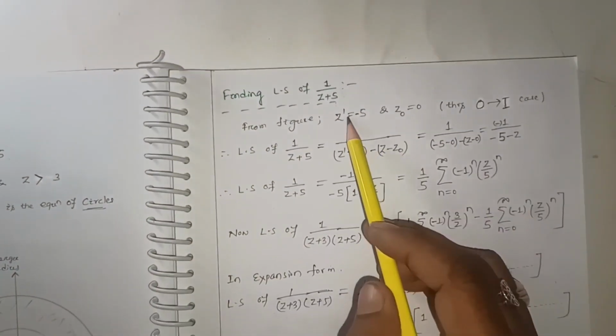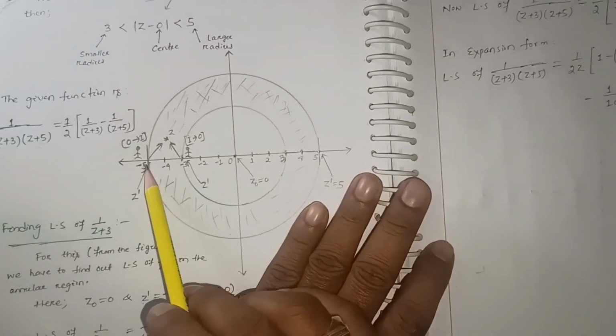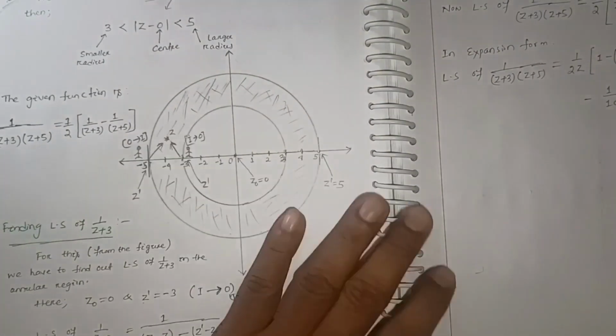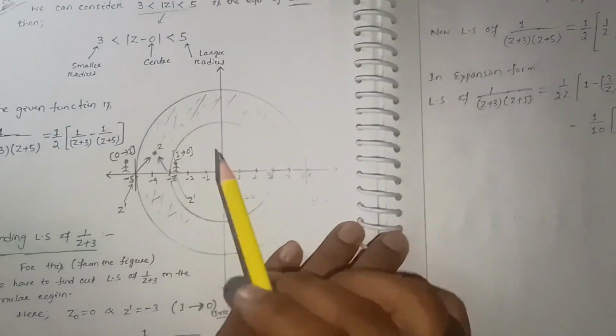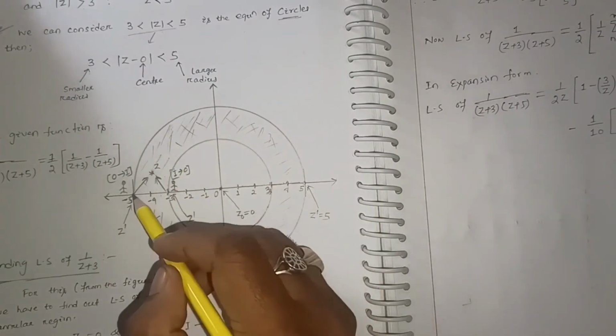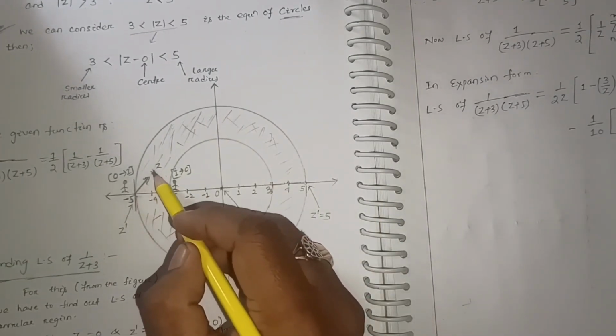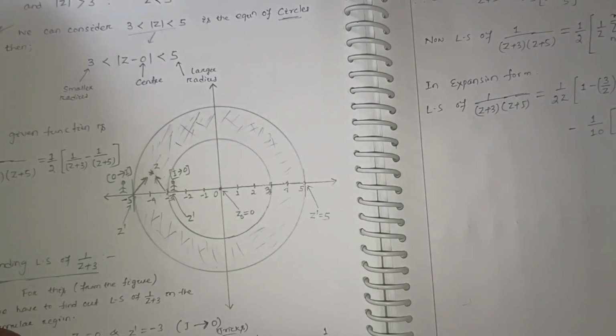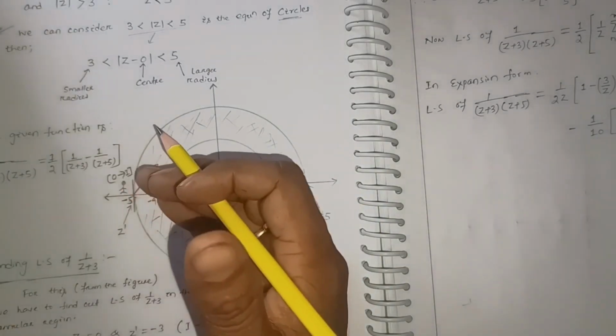For this case, z dash is minus 5. You stand over there. I have drawn the figure. You just stand over there. Z0 is 0. Now you are trying to move from this point into this region, that means to any arbitrary point. What is the situation? Somewhere you are in the outside position and you are moving inside.